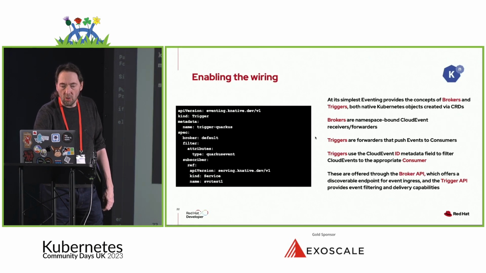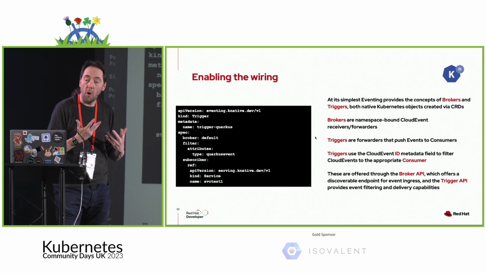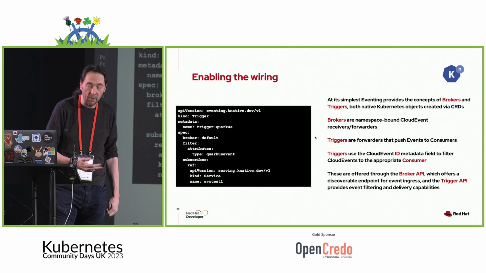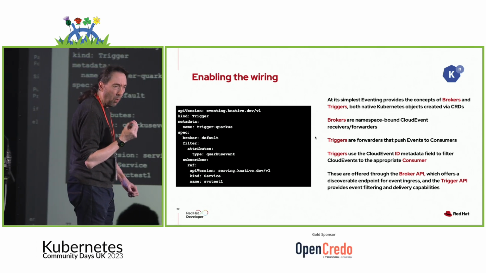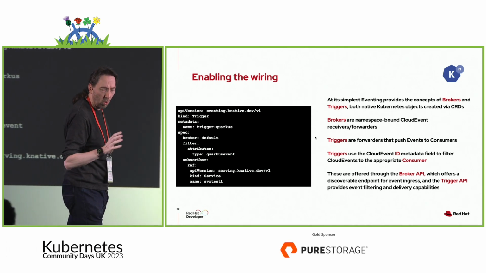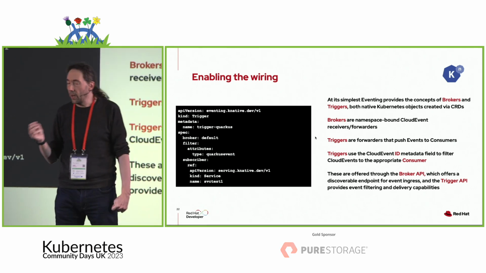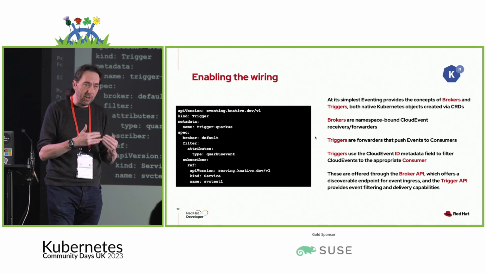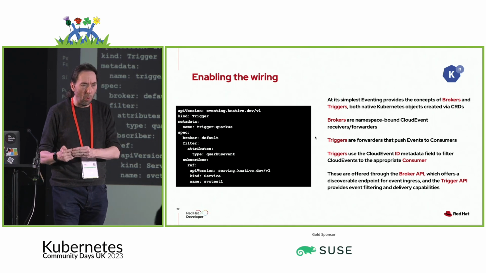Very quickly on the brokers and triggers side. At its simplest, eventing provides the concept of brokers and triggers. They're both native Kubernetes objects created via CRD. The brokers are basically the point of ingress for the events themselves, and we'll talk about those a little bit in the demo. Triggers are where it gets clever. A trigger allows you to tie a cloud event type to a service endpoint.